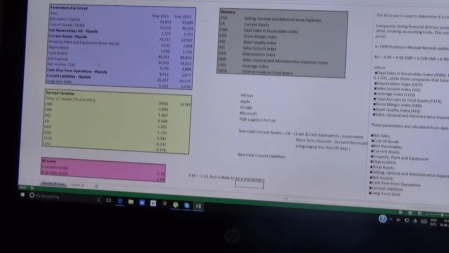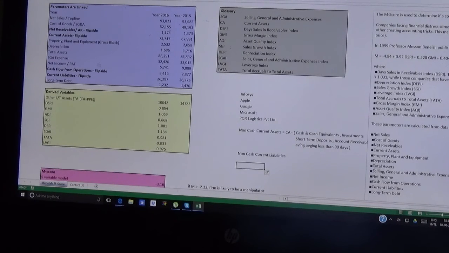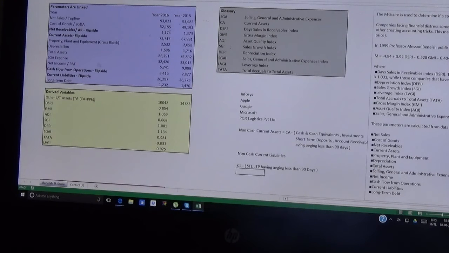And what do you mean by non-cash current liabilities? Let me write a formula. First, let me insert a few rows. You have current liabilities minus short-term loans and advances, shortly known as STL, and your trade payables having aging less than 90 days. This is what you are going to take: non-cash CL. So these are the 4 flip sides that you need to assume.